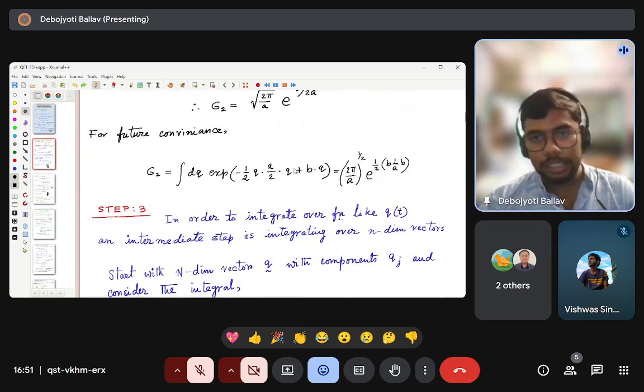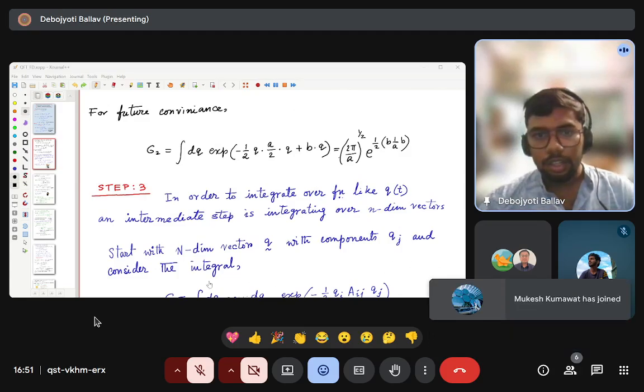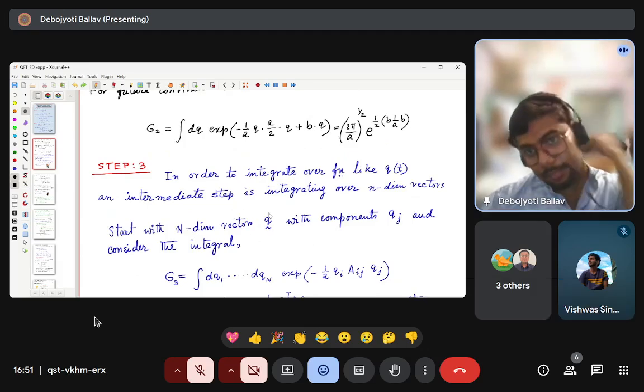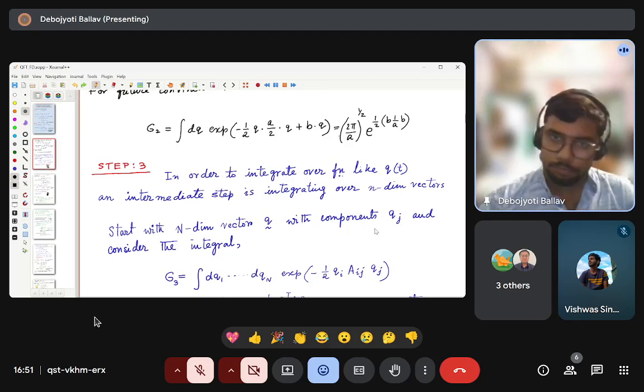So we'll start with an n-dimensional vector. Now this q with a subscript tilde is an array, or a vector, which has some n components, which I just denote by some qj's, with j taking values from 1 to n. So these q's are like vectors. This is a straightforward generalization from this parameter space to some vector space where these q's are now vectors.